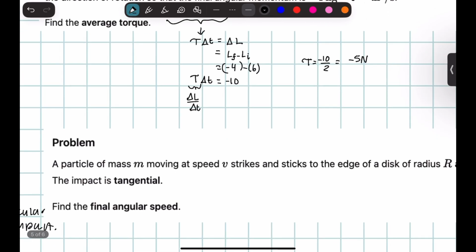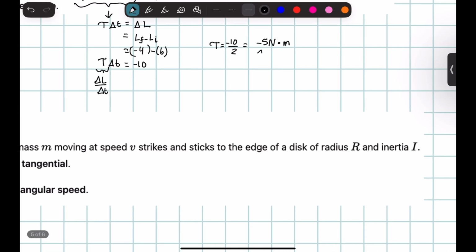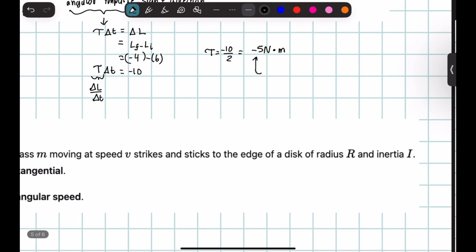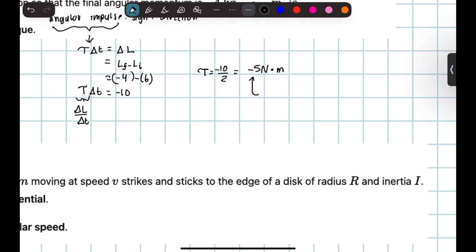Times meters. So what does negative torque mean again? It doesn't mean that it's like going away or back. It means the torque is opposite the initial rotation.